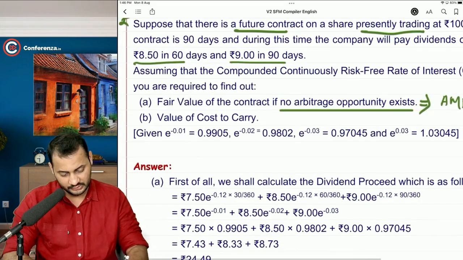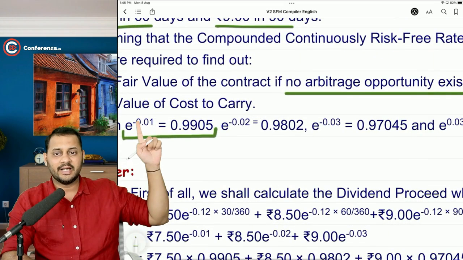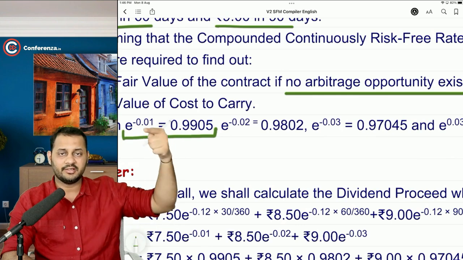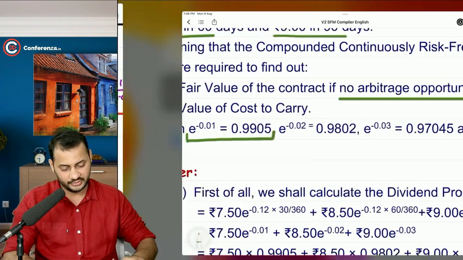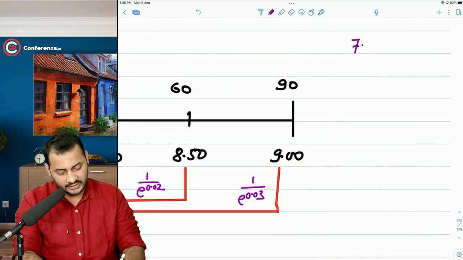Have a look. You can clearly see e to the power minus 0.01 is given to us. If it is minus, then straight away multiply. If it is positive, then write it 1 divided by. See, I will tell you. You can do it like this.